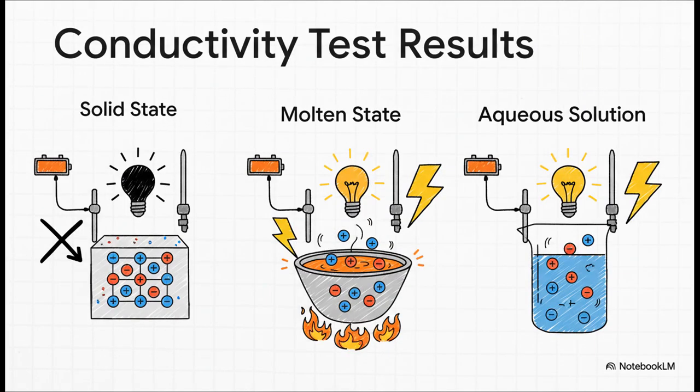Okay, so here are the results. In the solid state, the ions are locked in that rigid structure. They cannot move, so the bulb does not glow. But when we melt the compound, the ions become free to move, so the bulb glows. And what about when we dissolve it in water? Again, the ions separate and are free to move. And yes, the bulb glows. So, the crucial point here is that ionic compounds only conduct electricity when their ions are free to move, which happens in the molten state or in a water solution.